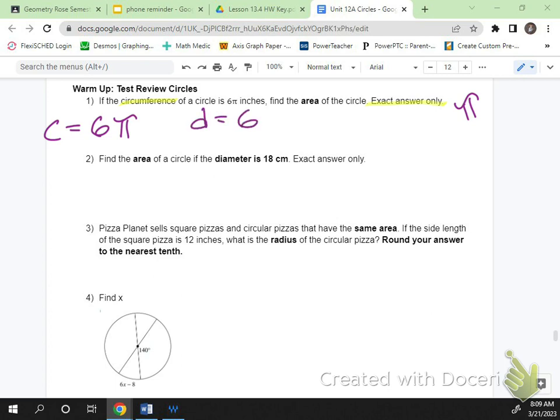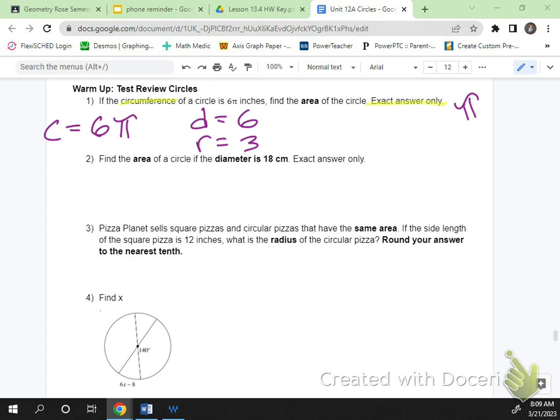All right, the diameter is 6. The diameter is 2 times our radius, so the radius is 3. How do you feel about that? That's going to be on your test. It was on your concept check. We went over it. I'm told it's 6 pi.